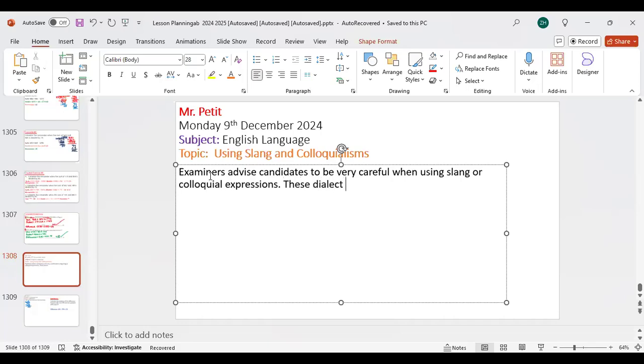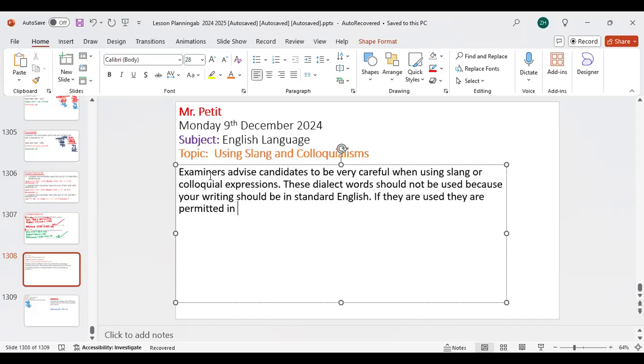These dialect words should not be used because your writing should be in standard English. If they are used, they are permitted in a dialogue where quotation marks are used.